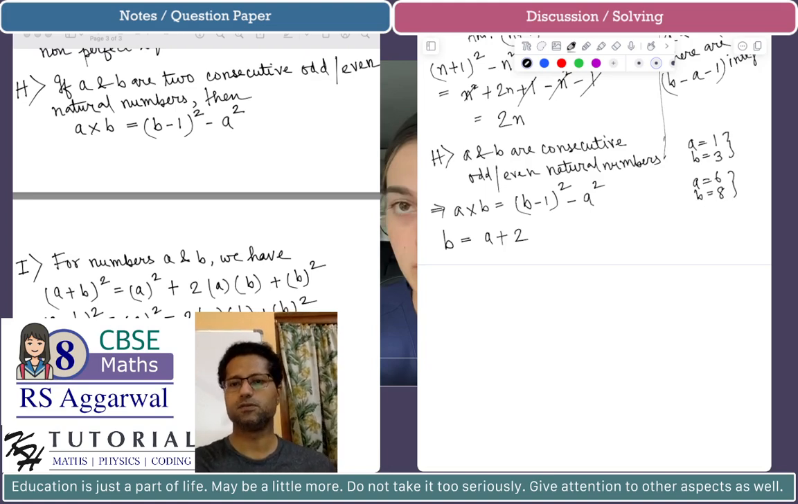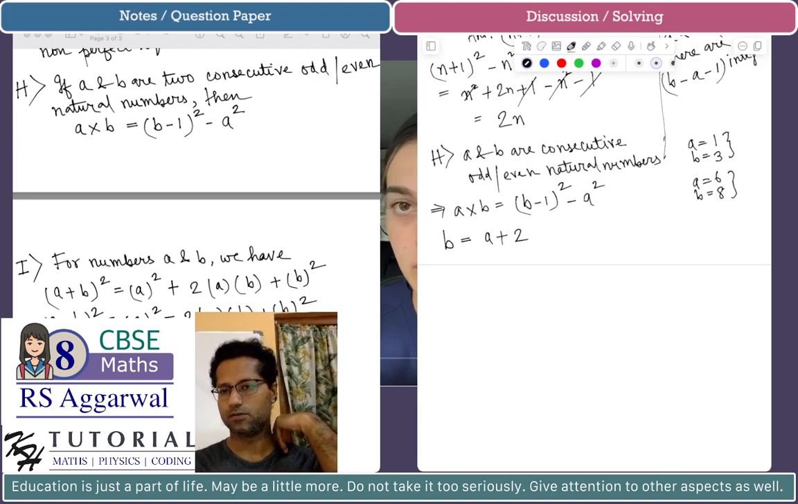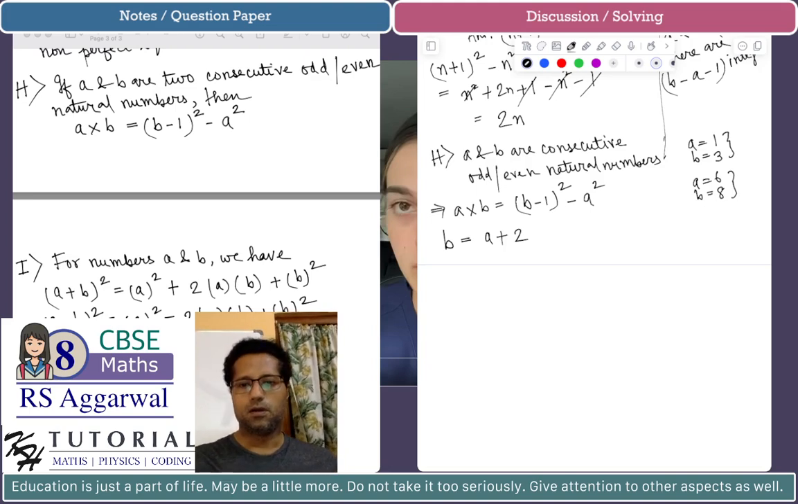6 and 8, the difference is 2. The difference of any two consecutive odd or even natural numbers is always 2. Okay. Now let's see why a multiplied by b is coming to be b minus 1 whole square and minus a square. Okay. So I can see that b will be equal to a plus 2.